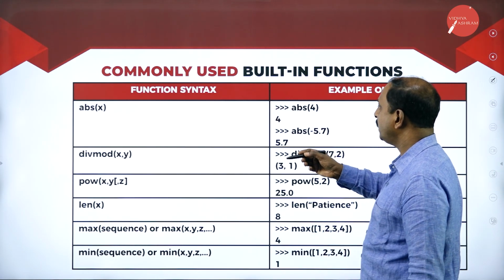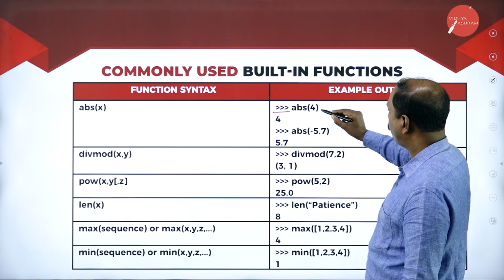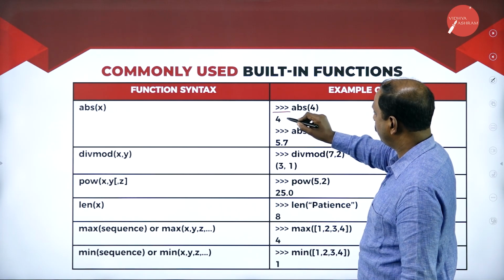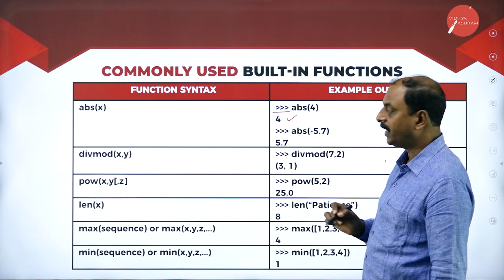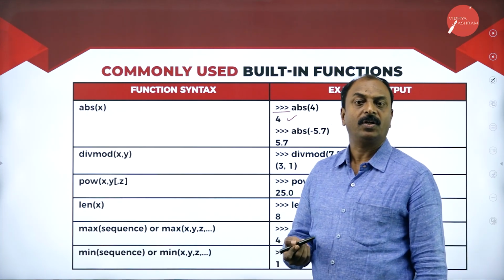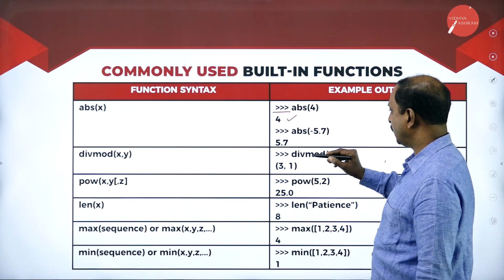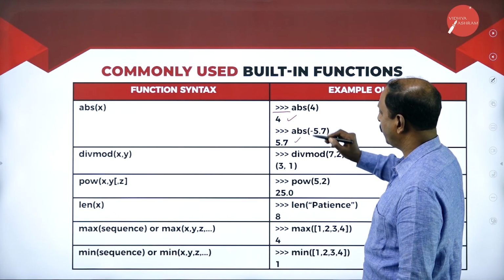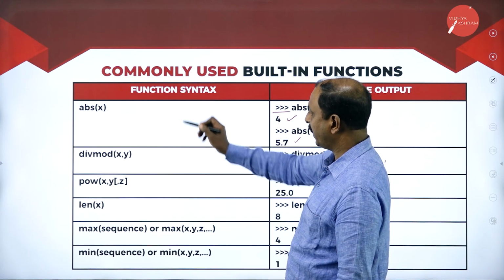So how do we use it? Suppose I write here, this is the prompt, abs of 4. If you give the value 4 for x here, it gives the output 4. This is one of the built-in functions, and here we are using this function without writing any separate code for it. One more example: abs of minus 5.7 returns 5.7. So this is one function, the absolute value of x.